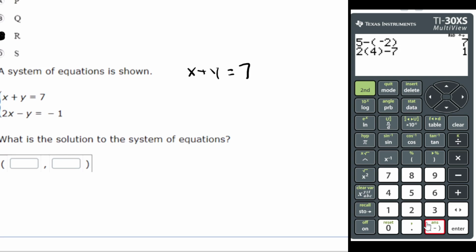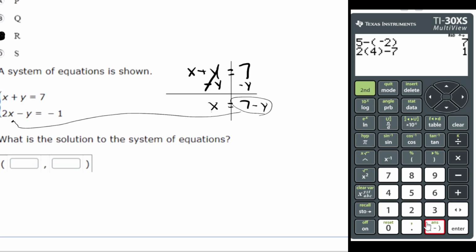Okay? I am going to solve for x. So I'm going to move the y over. So we subtract y from both sides. I didn't draw the fence, I apologize. So that leaves us with x equals 7 minus y. Now we have an x equals. So we can take this and we can plug it in for this x.